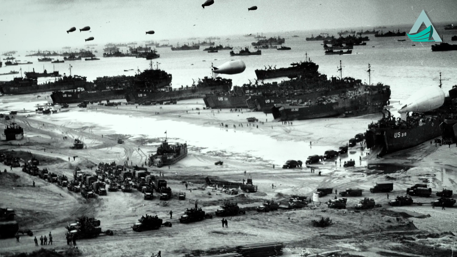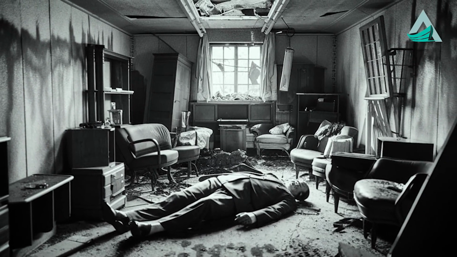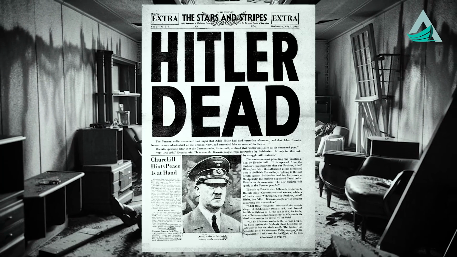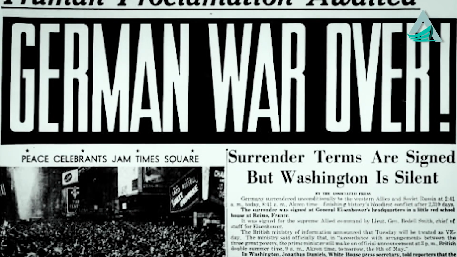As Allied forces pushed through France, Belgium, and into Germany, Soviet forces advanced from the east. The German war machine, now stretched to its limits, began to collapse under the weight of the two-front assault. In April 1945, as Allied troops closed in on Berlin, Adolf Hitler committed suicide in his bunker. Days later, on May 8, 1945, Germany officially surrendered. The war in Europe was over, but in the Pacific, the fighting continued.